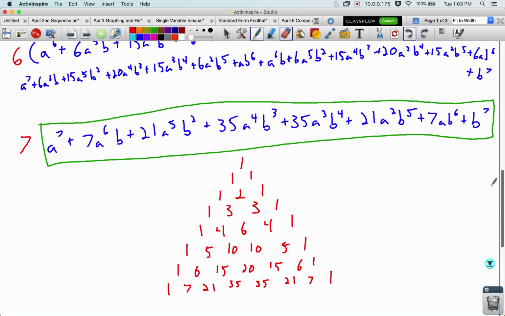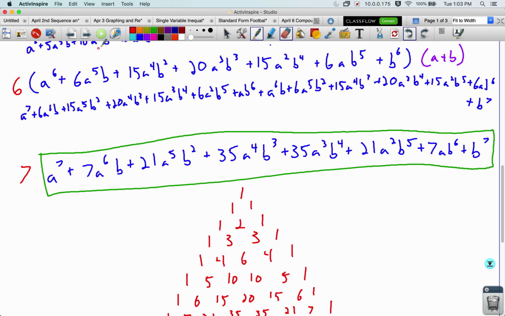One more thing I'll point out is look at the exponents on a and b. They go in a very predictable order as well. A to the 7th, a to the 6th, a to the 5th, a to the 4th, a to the 3rd, a squared, a to the 1st, no a's, and b does the reverse. No b's, b squared, b to the 3rd, b to the 4th, b to the 5th, b to the 6th, b to the 7th.